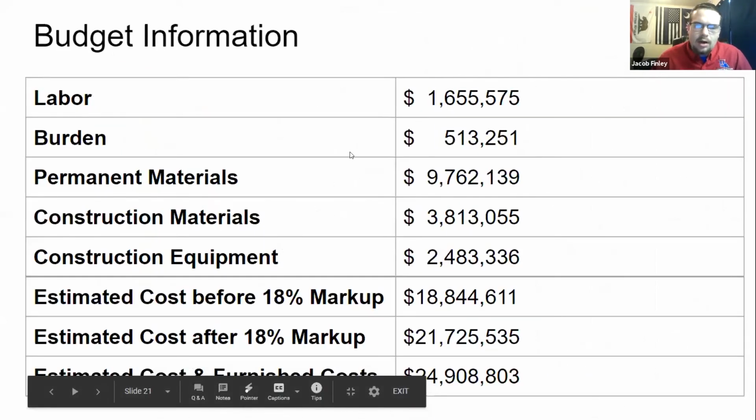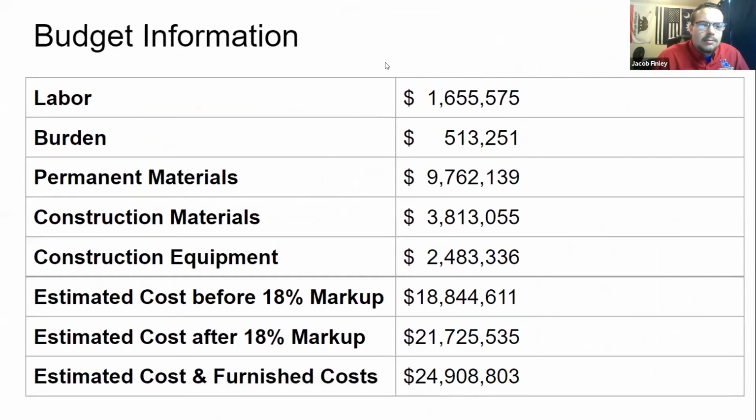So here's some of our budget broken down into the labor, burden, permanent materials, construction equipment, showing that our permanent materials were a good chunk of the estimate, along with our estimated cost before our 18% markup, and then after that 18% markup. And then there at the bottom is the overall cost of the bid with those furnished costs that were provided to us, such as the demolition and the construction layout.